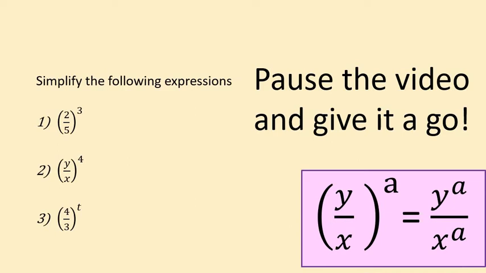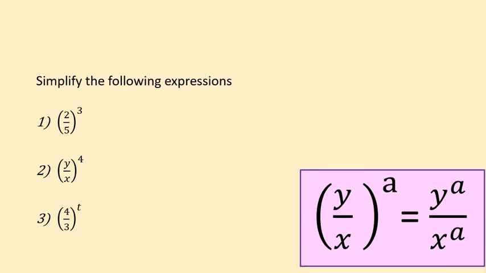Alright, hopefully you had a go at those. I'm going to give you the answers to these now. So the first one, we're just going to pop it in. So we've got 2 fifths to the power of 3. So then we're going to have 2 cubed over 5 cubed. This one looks very similar to the actual formula with just a 4 in place of the a, so we're going to have y to the 4 over x to the 4, and lastly we're going to have 4 to the t over 3 to the t. Okay, so well done if you managed to get those ones.